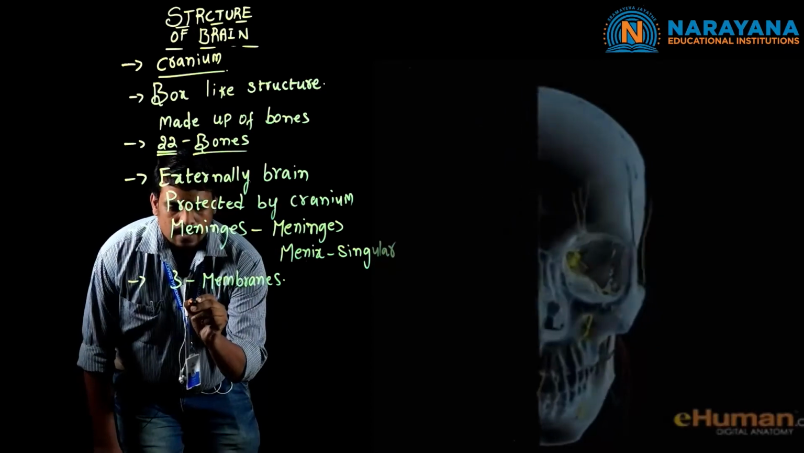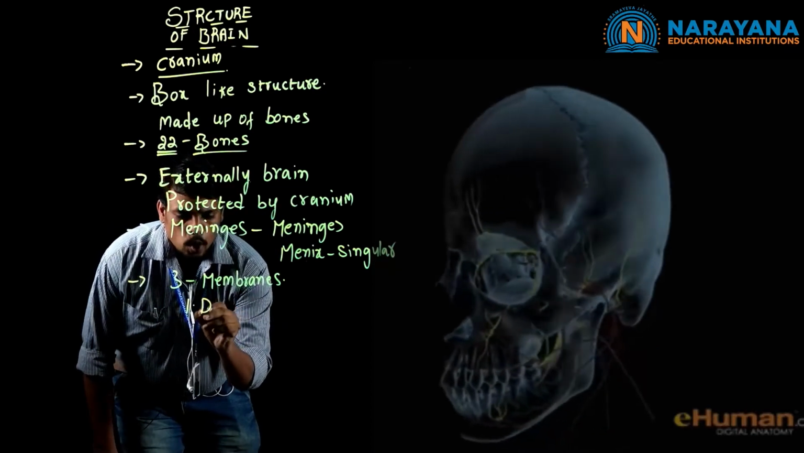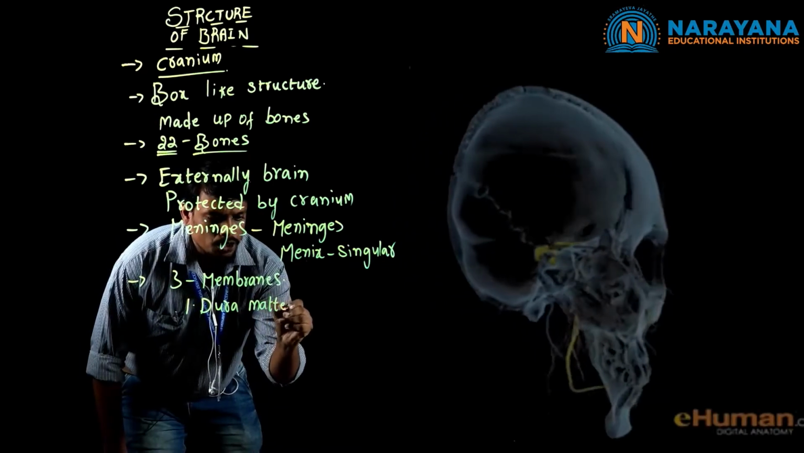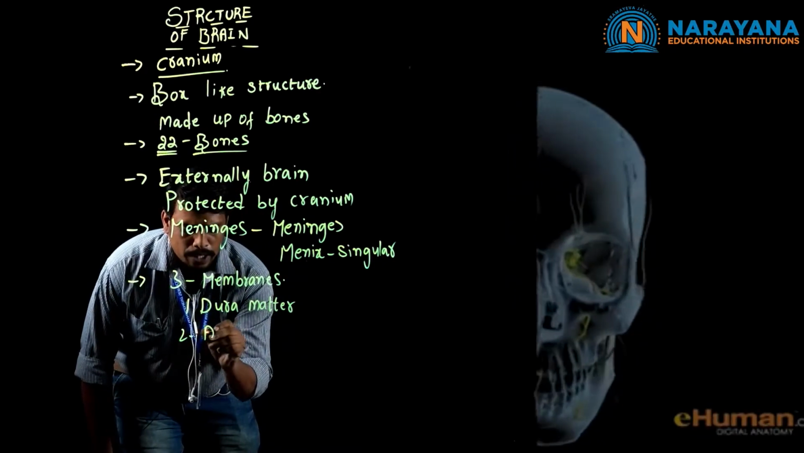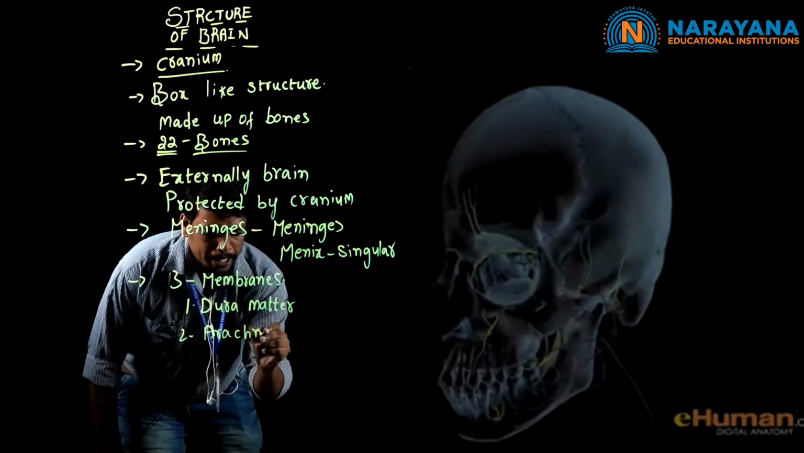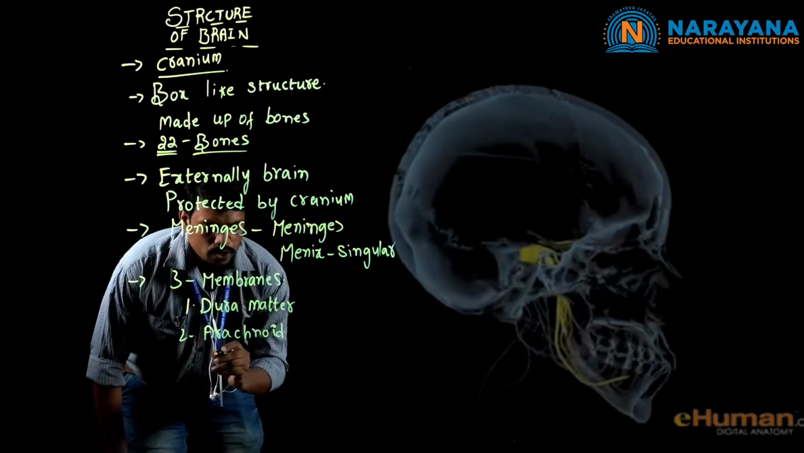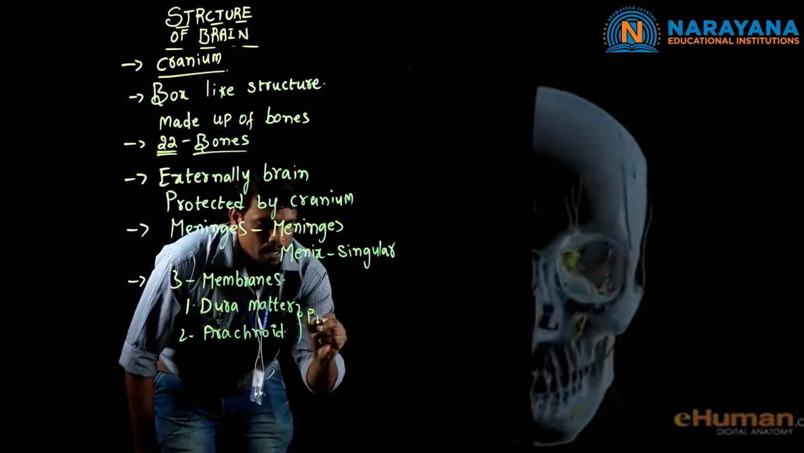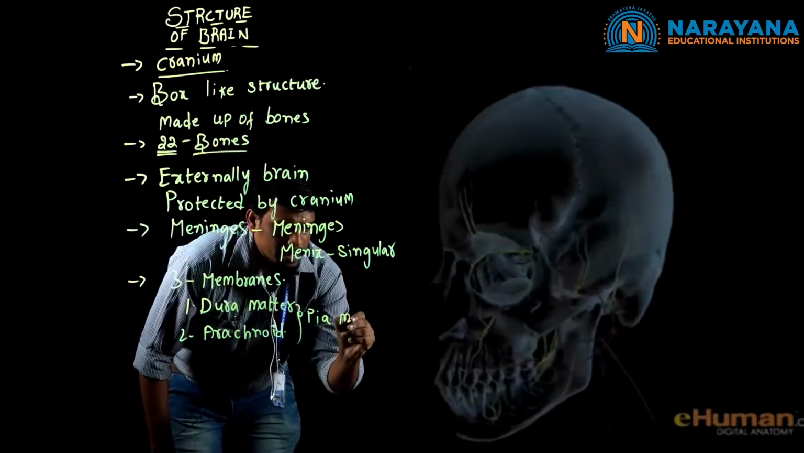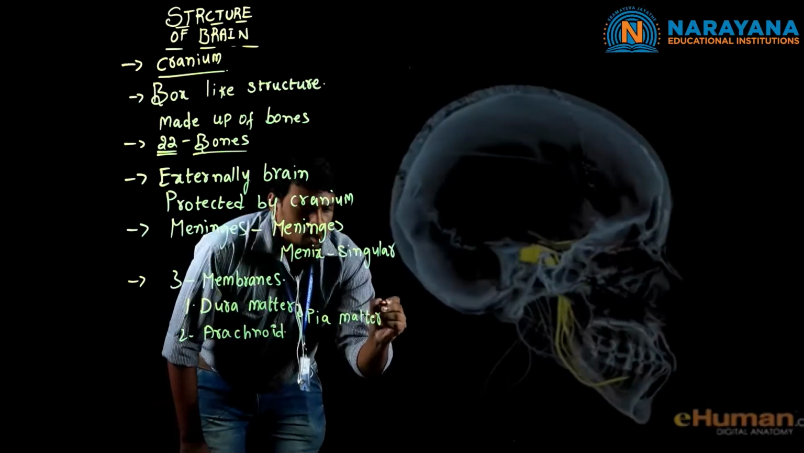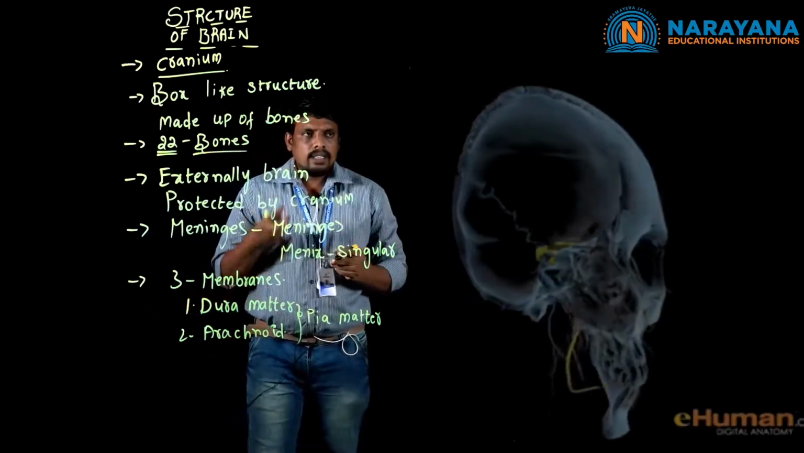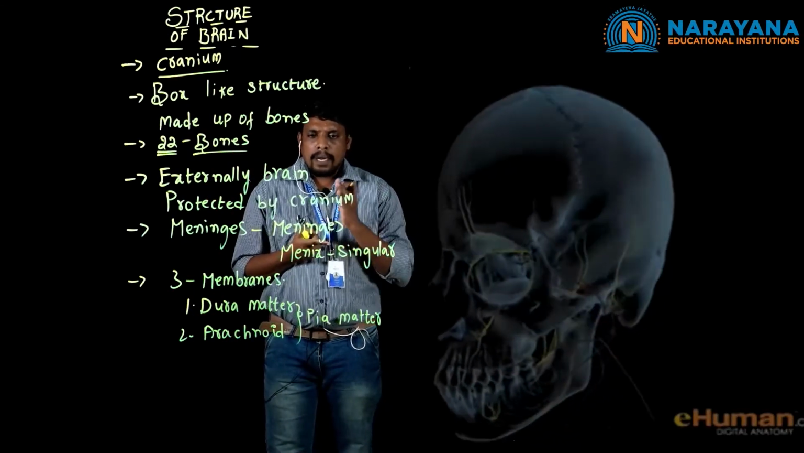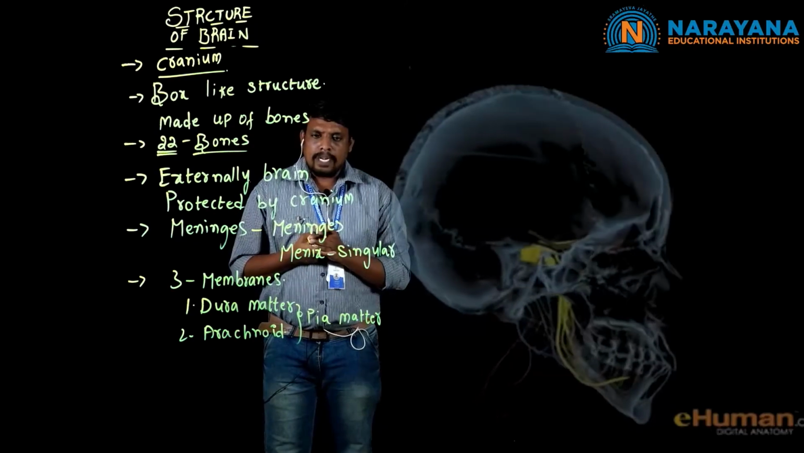So what are those layers? First membrane is dura mater. Second one is arachnoid mater, and in between dura mater and arachnoid mater, pia mater is also seen. So total together, how many membranes are there? There are three membranes: dura mater, pia mater, arachnoid mater.